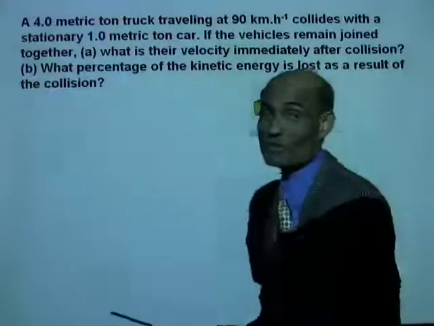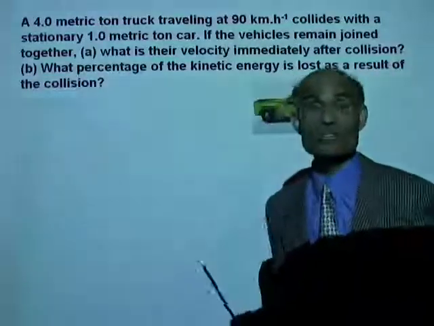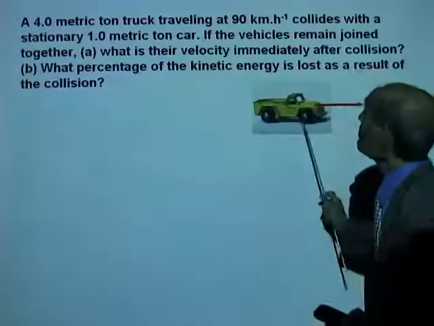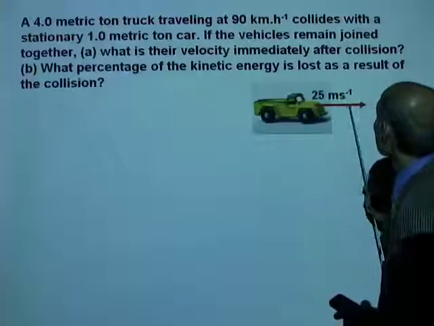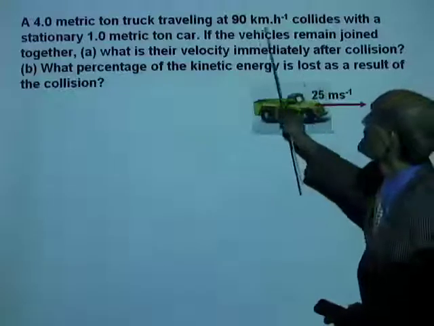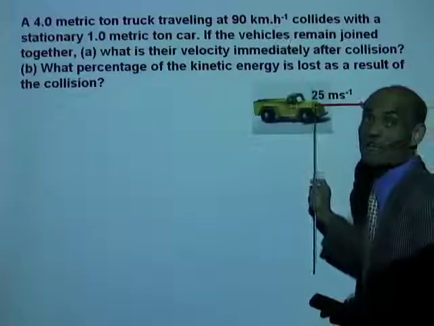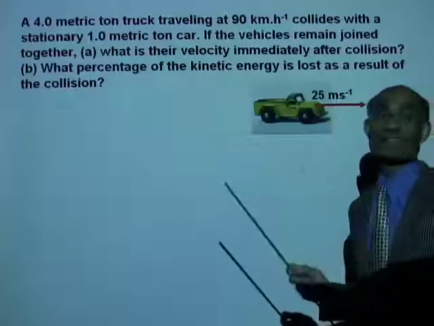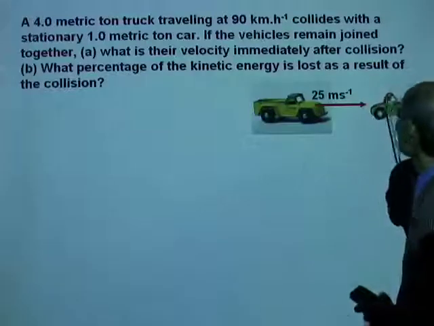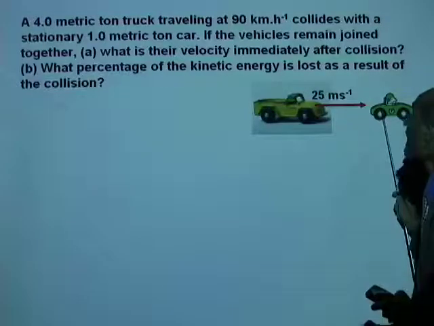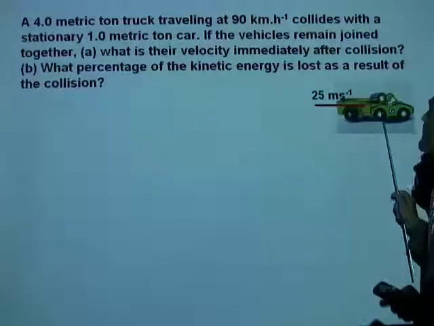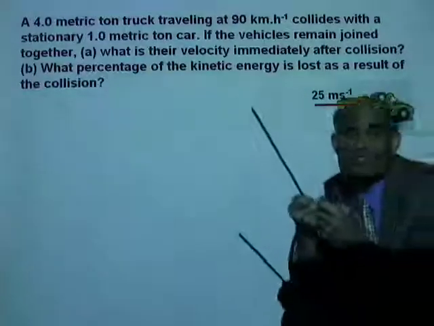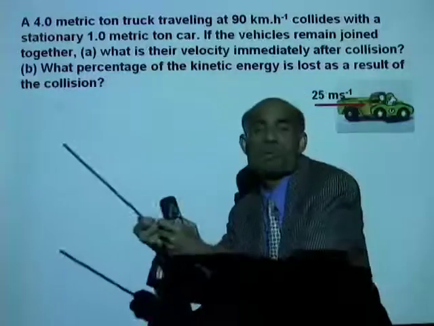Okay, this is not different from the situations we discussed so far. Now, we have a 4 metric ton truck traveling to the right at 90 km per hour. Convert that to meter per second. It is 25 meters per second. And it is going to collide with a poor car right there, and the two join together and move forward.